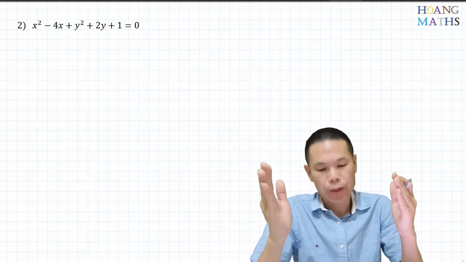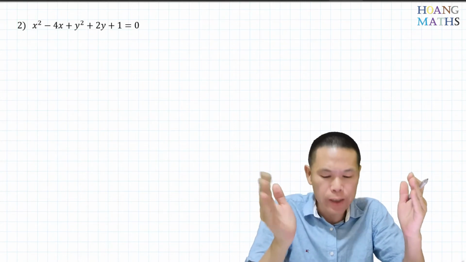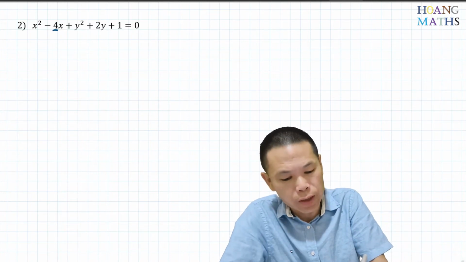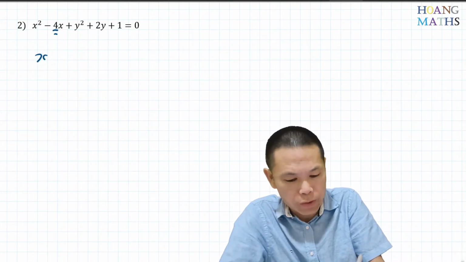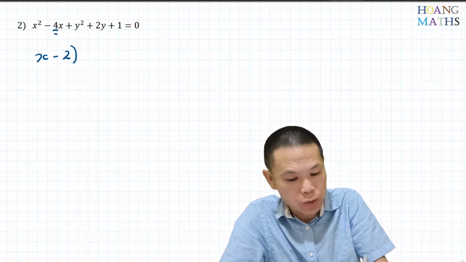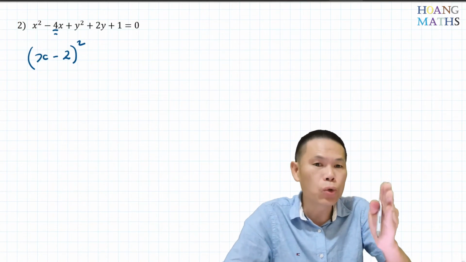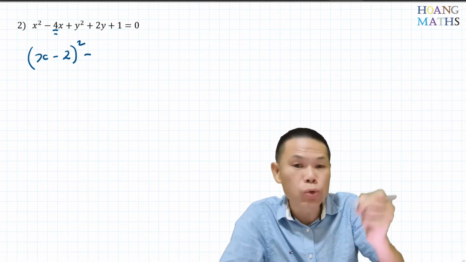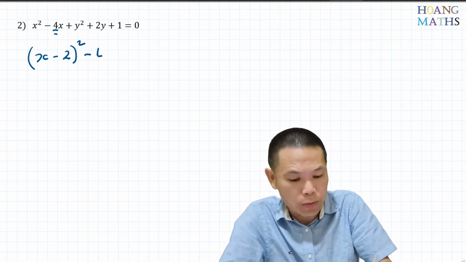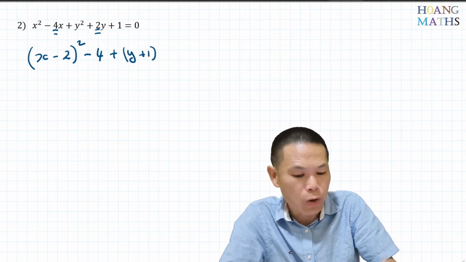Second one. So we need to convert into perfect square form first, right? So we halve the -4, which gives me -2. So x minus 2, all square. Then I need to minus the 2 square out. So minus 2 square, it gives me 4, so minus 4. And plus, we halve this, which gives me 1. So y plus 1, all square.